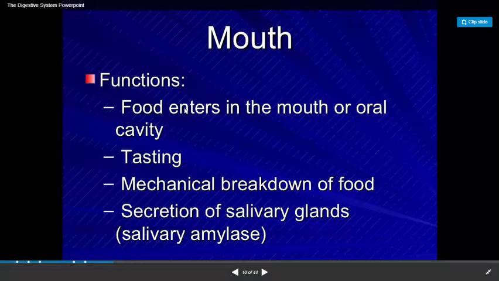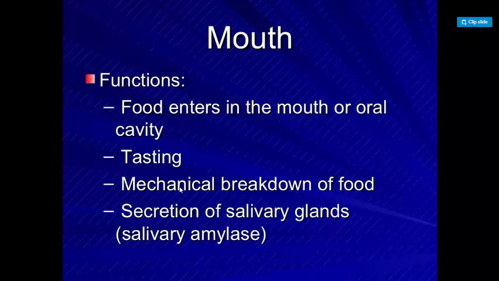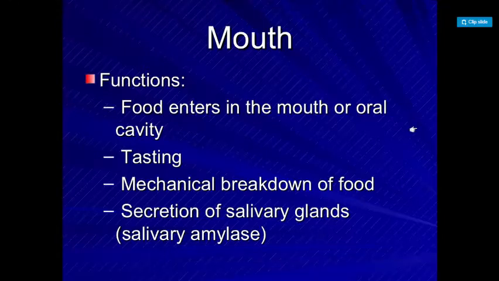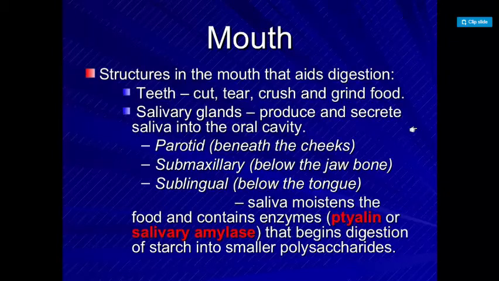What happens in the mouth? The food enters the mouth. You can taste the food. Mechanical breakdown of food happens; we said mechanical means it's related to action. You have the salivary glands inside your mouth. Saliva is the fluid you have in your mouth at all times. It is secreted by glands, some of which are under your tongue and some under your chin. What does saliva do?